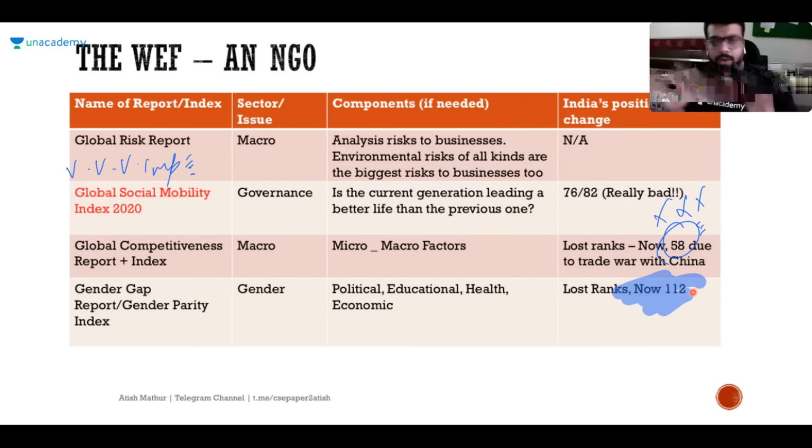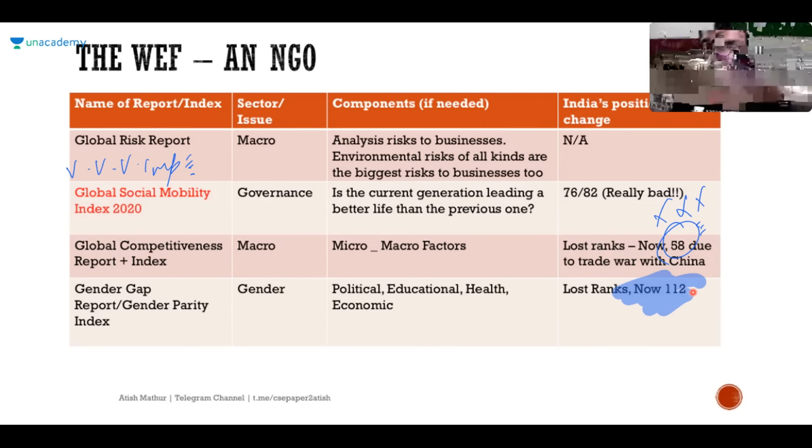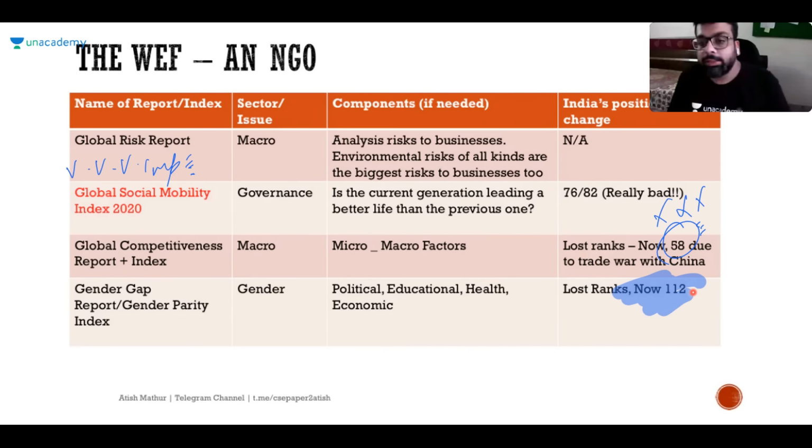Okay, that's all. Nothing more, not a word more, not a word less. This is all that is needed. Please take my word, trust me on this. We're reducing your work here. You don't have to worry about any more details. So the Gender Gap Index, which is from the Gender Gap Report, is essentially this. Clear? 112 out of 276. Lost rank means we've lost our positions from the last years.